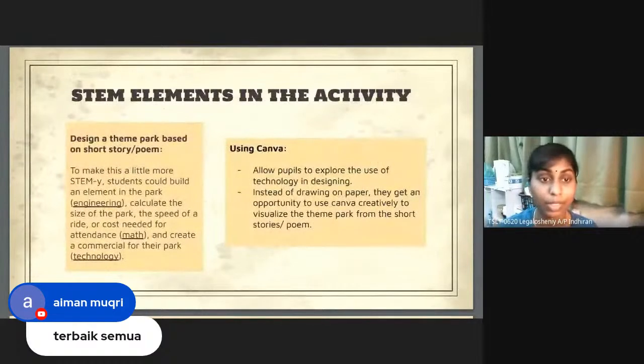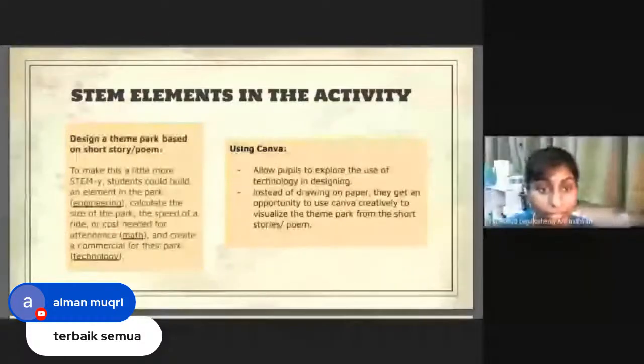Next. Okay, so first of all, students are required to design a theme park based on the short story or poem shown earlier. So to make this a little more STEMy, or to incorporate STEM in the language arts activity, students could build an element in the park. So engineering comes in, where they have to calculate the size of the park, the speed of a ride, and the cost needed for attendance. So mathematics comes in as well.